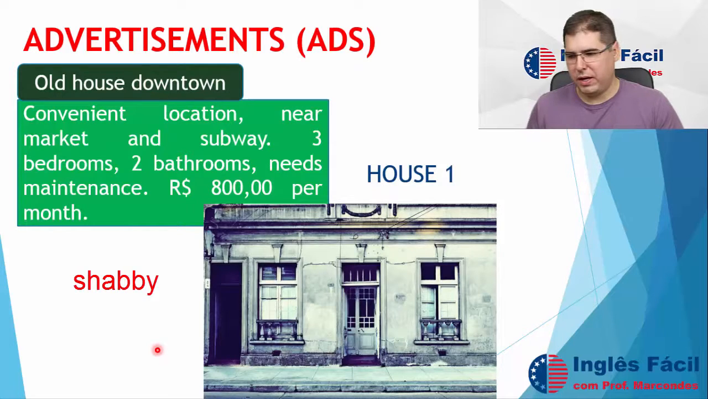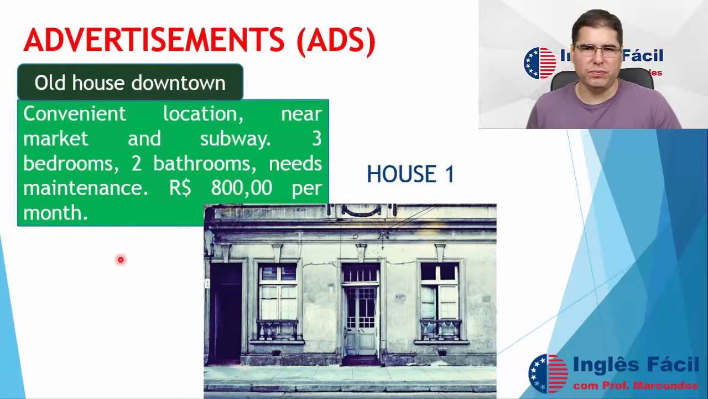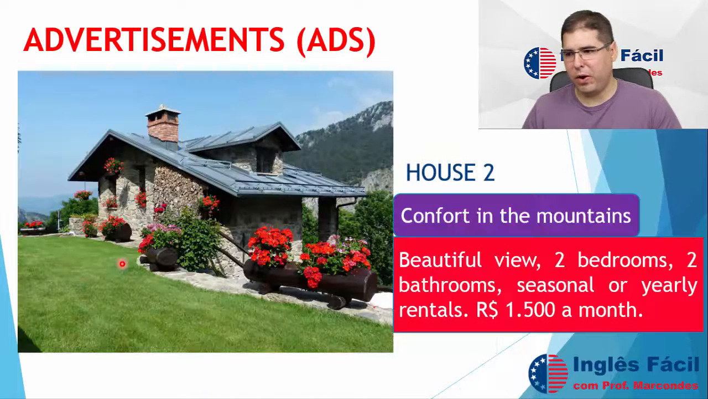Seems old. It says here, needs maintenance, right? So it's probably a house where you have to do some remodeling. So if you're going to rent this house, you have to work on it a little bit, okay? But it has a very convenient location, right? It's near the market, it's near the subway station, so it has good points, right? Advantages and disadvantages. Let's see one more.